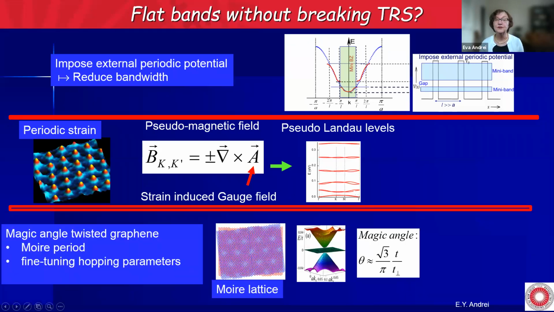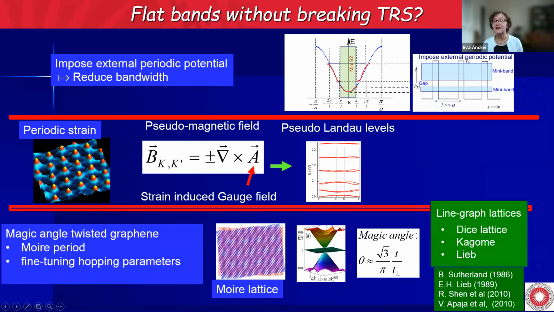Another way is to superpose two graphene layers. It doesn't have to be graphene. And when you reach a particular magic angle, which we're going to discuss, you get a flat band, which is equivalent to the n equals 0 Landau level. So this flat band is a pseudo-Landau level. Not only is it flat, but it has a non-trivial topology, as we will see. There are other ways of achieving this with line graph lattices, which I'm not going to discuss: the Dice lattice, Kagome lattice, Lieb lattice, and this is a whole field in itself. These are a few references to the band structure for these line graph lattices.